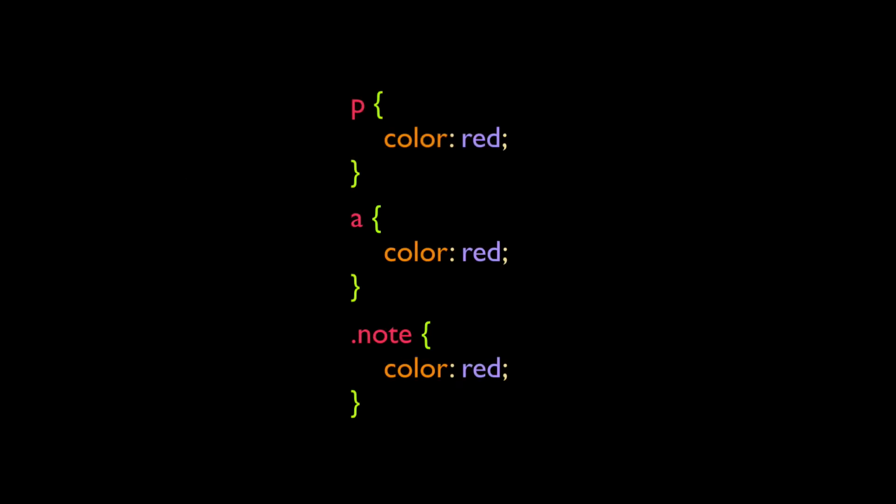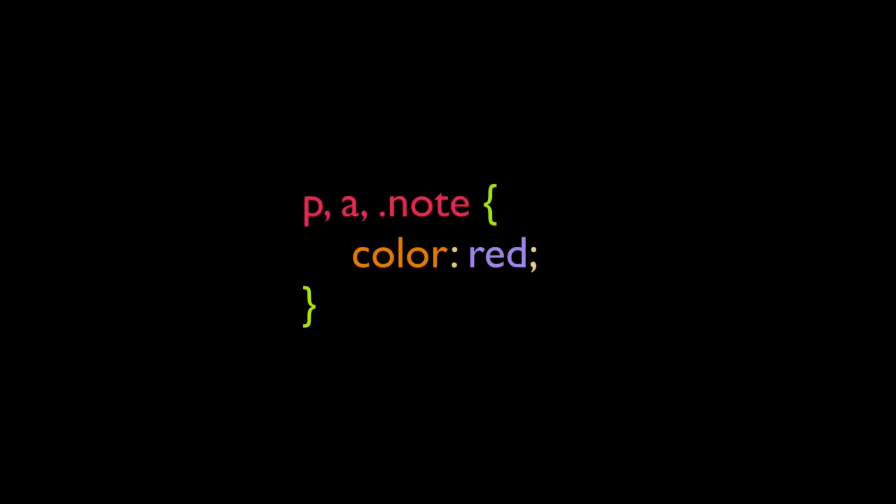Now let's look at how we can use these three selector types in various ways to accommodate a couple hypothetical use cases. Let's say you want all paragraphs, links, and any element with the note class to have a particular style. Rather than applying the styles one at a time to each selector, you can apply a single declaration to all of them using a comma-separated list.